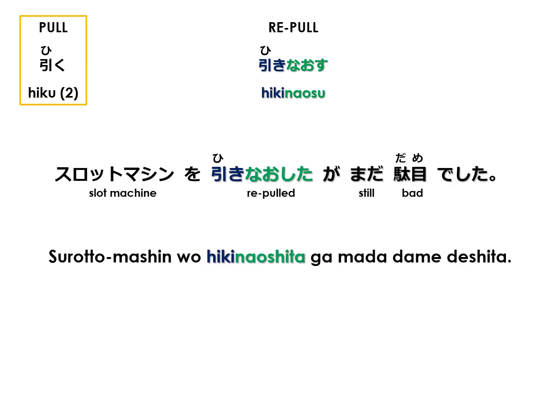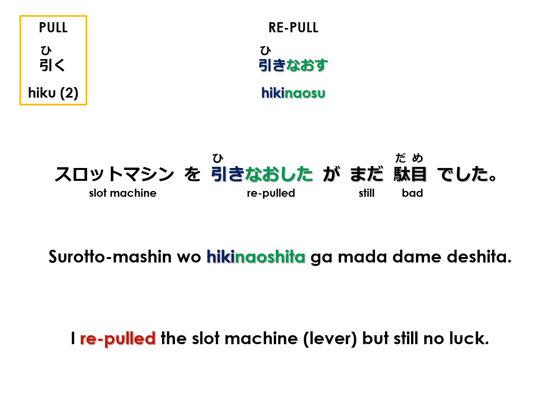To pull something is hiku. Hikinaosu means to pull again or re-pull. Our sentence, スロットマシンを引き直したがまだダメでした。I gave that slot machine another pull, but still no luck.